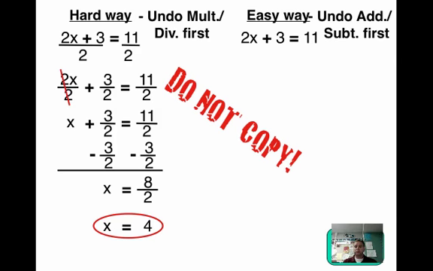Let me show you the easy way. Well, undo addition or subtraction first. So subtract 3 from both sides. That gives us 2x equals 8. They're multiplying by 2, so we do the opposite. We divide both sides by 2, and we get x is equal to 4. Look at the left side compared to the right side. I think we can agree that the right side seems to be a bit easier.